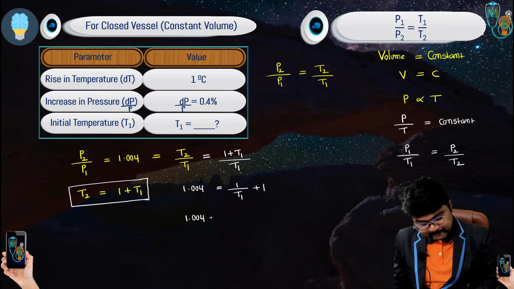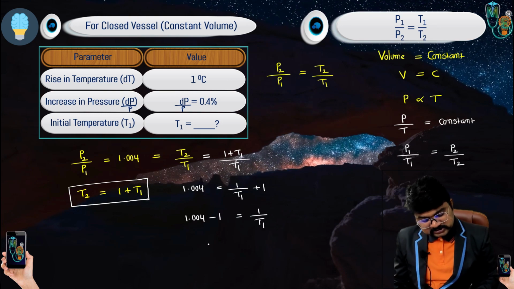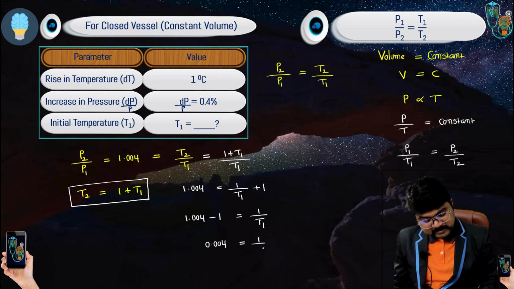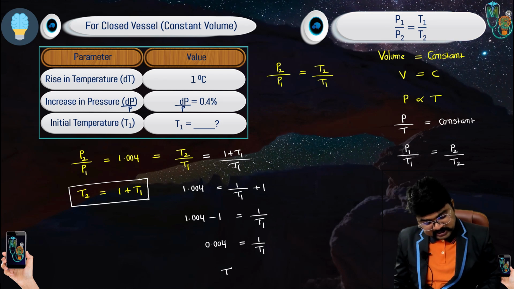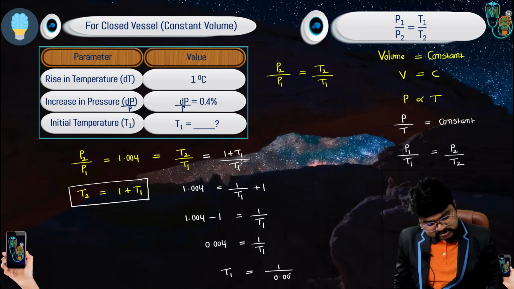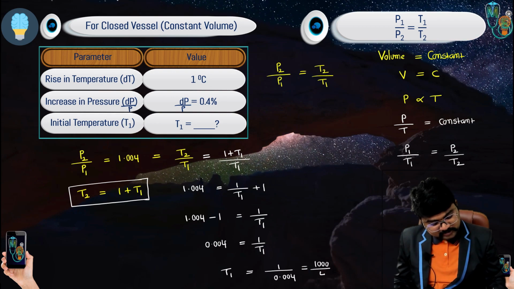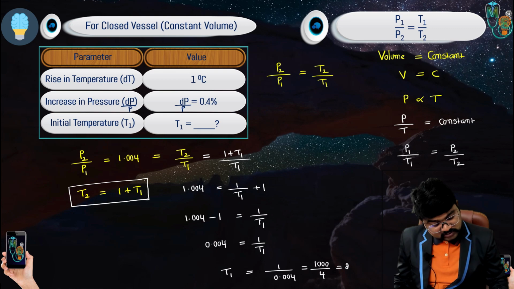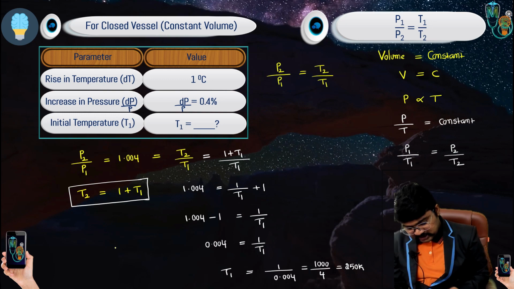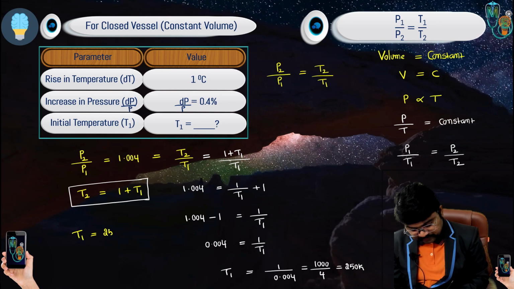1.004 minus 1 equal to 1 by T1. So this is how much? 0.004 equal to 1 by T1. T1 equal to 1 by 0.004. So you can write it as 1000 by 4. So finally, T1 equal to 250 Kelvin.